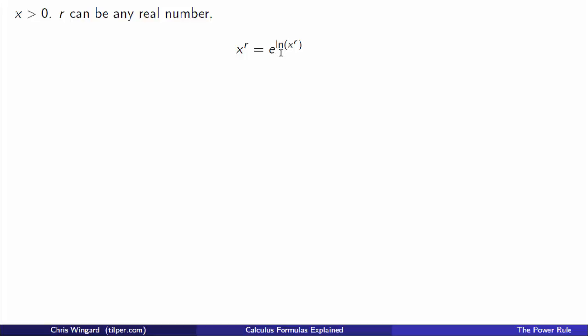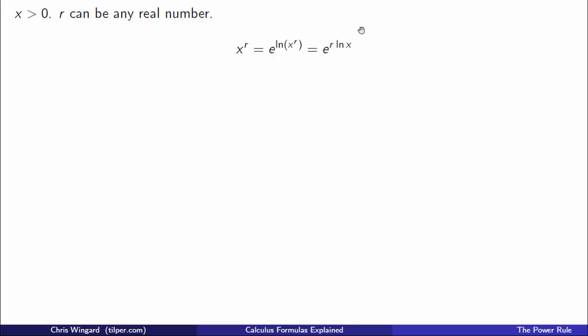Well, sometimes it's useful to go in the other direction. So start with the thing and say that that's the same thing as e to the natural log of that thing. Then next, we could use properties of logs to pull out this r and the exponent. So then we have e to the r times natural log of x.